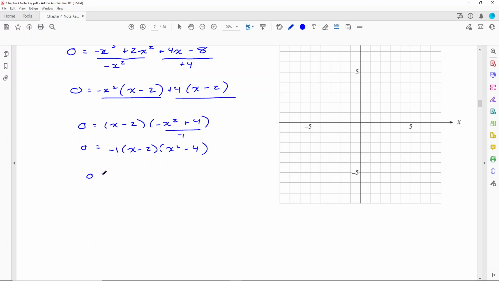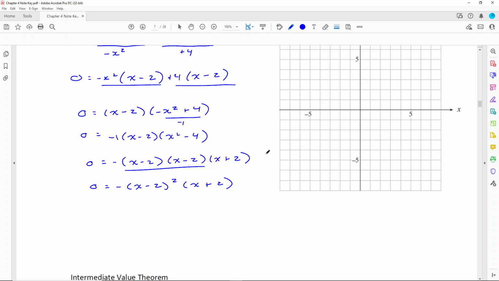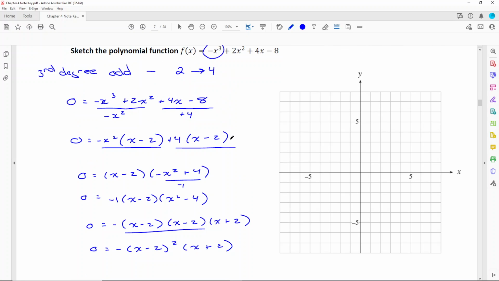Then I can see the difference of squares. So I have -1 times x minus 2. And to factor difference of squares, it's x minus 2 and x plus 2. Sweet. Now, hopefully what you recognize is that there are two identical x-intercepts. In other words, this x-intercept at 2 will have a multiplicity of 2. And maybe it would be easier to see by writing, hey, this is x minus 2 all squared times x plus 2. So this is one way to show that the x-intercepts are 2 and negative 2.